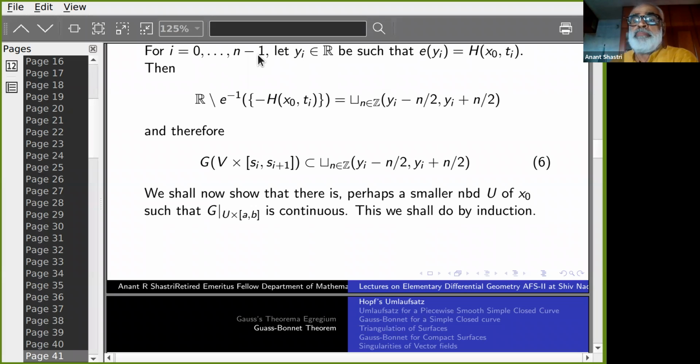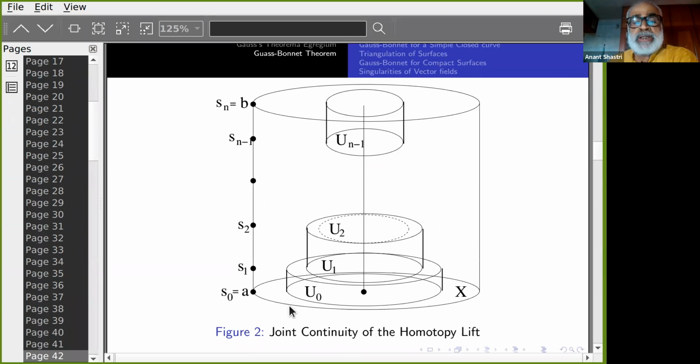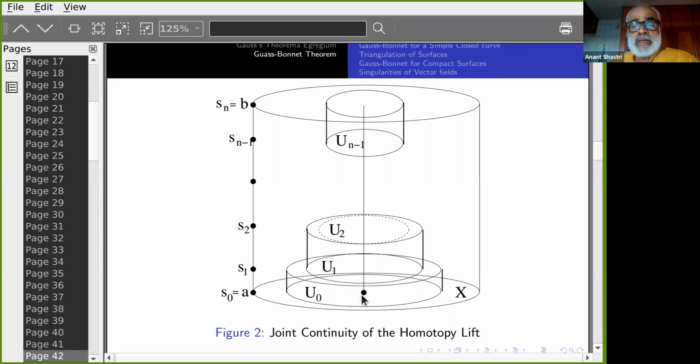Induction on what? On 0, 1, 2, 3 up to n minus 1. There are n divisions of the interval, right? So this induction will be on this n. So here is the picturesque way of the proof. Starting with S_0 equal to a, S1, S2 and so on, S_{n-1}, S_n is b. So this is the way the interval has been divided. This bottom thing is like a cylinder, it looks like. The bottom thing is our space X, and this is X cross I, X cross [a,b]. Okay, so x0 is here. Why this shadow keeps coming in between? I don't know.